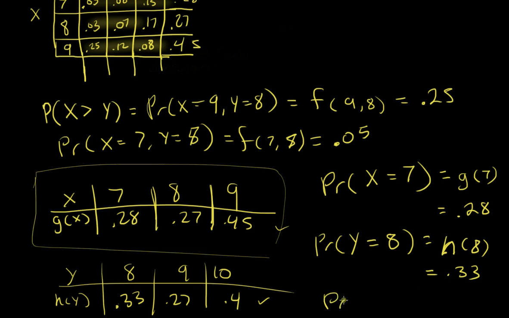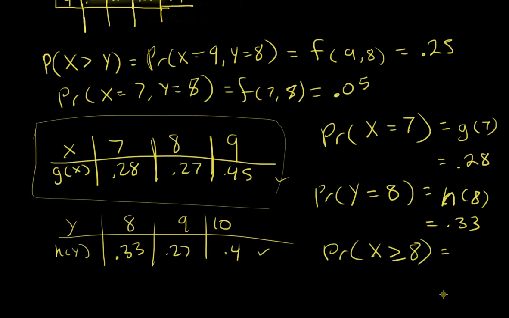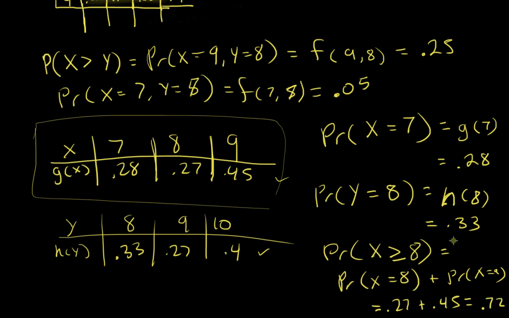All right, so now what about the probability that x is at least 8? That x is at least 8, meaning it's greater than or equal to 8. How would I find that? Well, I would basically need to think through what values of x that would be. So that could be x equals 8, or it could be x equals 9. So I'd add those two up. So this would be 0.27 plus 0.45, which is 0.72. So you should feel comfortable calculating these types of probabilities.